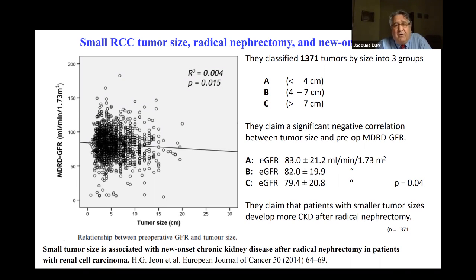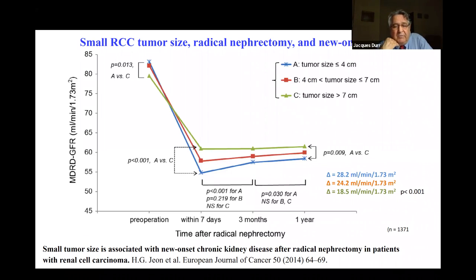Another study from Korea looked at renal cell carcinoma. They did radical nephrectomy and looked at the outcome, and they divided the tumor size into small tumor, middle-sized tumor, and a little larger tumor. And they found an inverse correlation. The larger the tumor, the lower the GFR. And they claimed that patients with a smaller tumor size developed more CKD after a radical nephrectomy. And we are going to look at the follow-up on those patients.